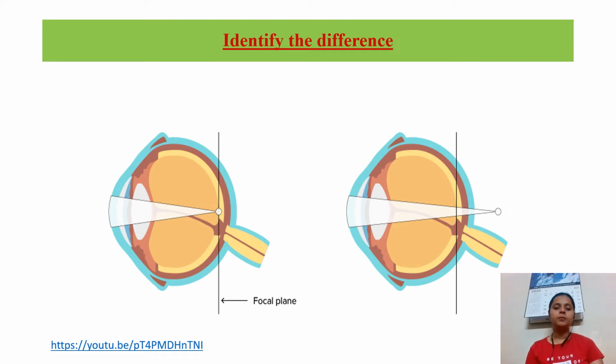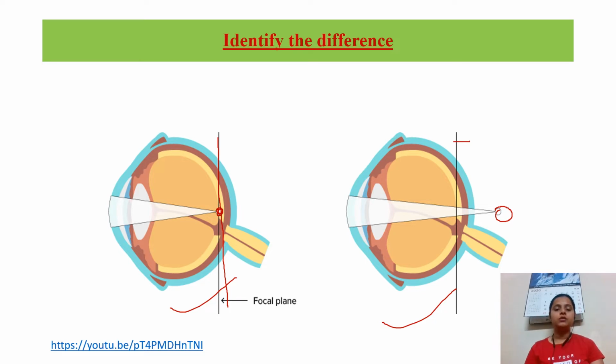First of all, tell me what differences you can see in these two images, image 1 and image 2. In this image you can see that the image is forming on the retina. This is the focal plane which is being drawn here, and here the image is being formed on the retina, and this is also the focal plane, and here the image is forming behind the retina, isn't it? In the previous class we learned that the image was forming in front of the retina, but in this the image is forming behind the retina.